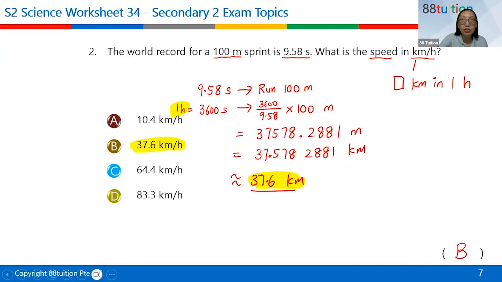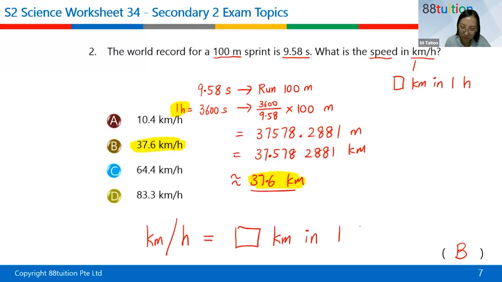Right, so several of you actually got this question wrong. I think what you need to know is whatever the question wants, the question is asking for this. So they're asking you how many kilometers in 1 hour. Per hour means 1 hour.